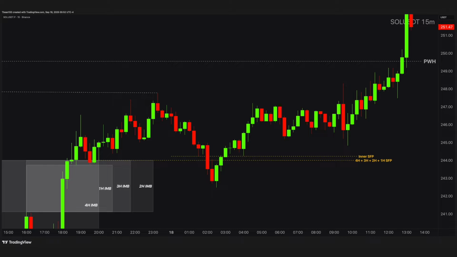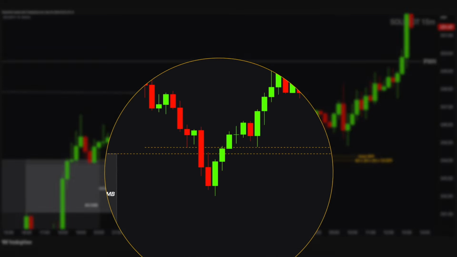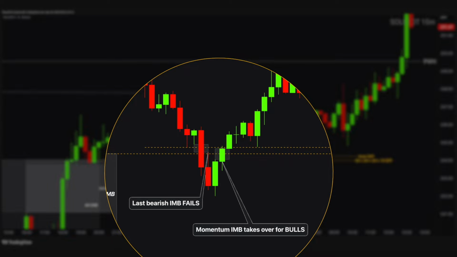This brings me to a question that I get asked very often. If there is no market structure break, or if I do not want to wait for a market structure break, what should I do? Let's talk about that in detail on this chart. Notice right here at our fuel area, there's a bearish imbalance that should have pushed the price down. But instead, it completely failed.